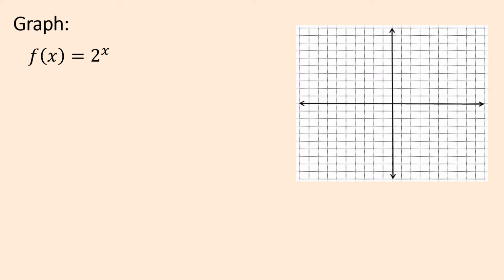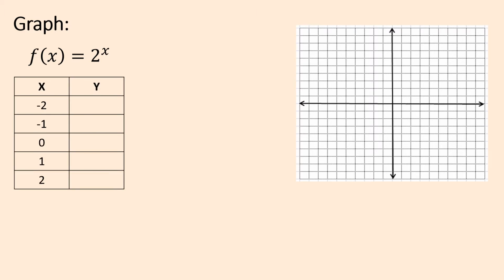Now let's take a look at f of x equals 2 to the x power. So we have our table. We're going to plug in values from -2 to 2. We're going to do this just like we did on the previous slide. I'm going to skip the math and just fill out the table. These numbers are calculated just like they were for 3 to the x power. So we get this graph.